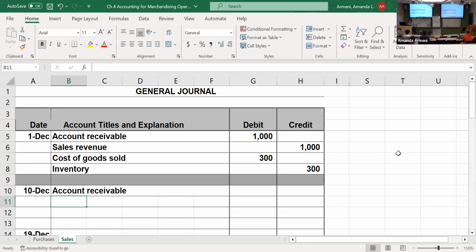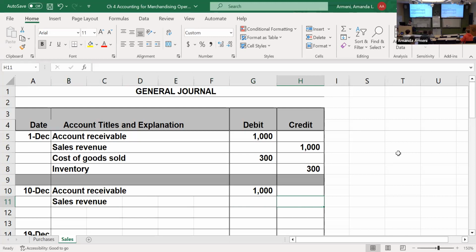Okay. And is it a debit or a credit? It is for $1,000. Then what's the other part of this first entry? Accounts receivable is our debit. That's our asset. It's increasing. Yeah, Cooper. Sales revenue.